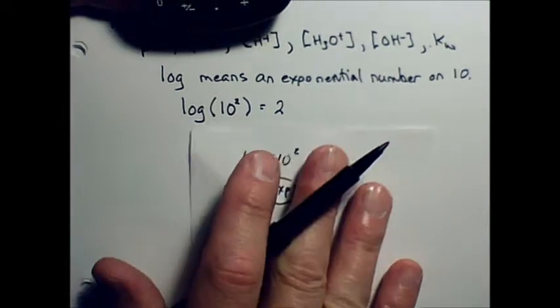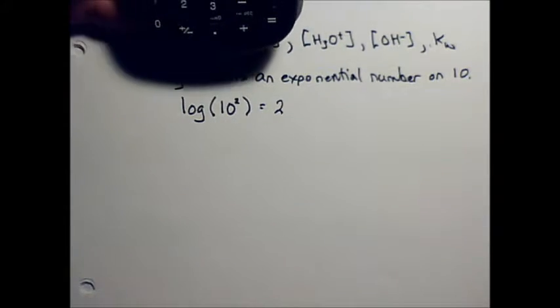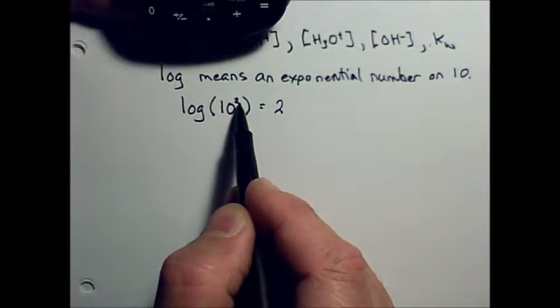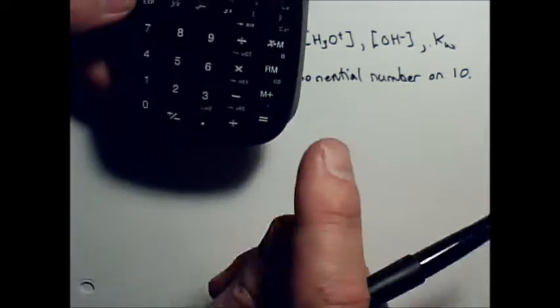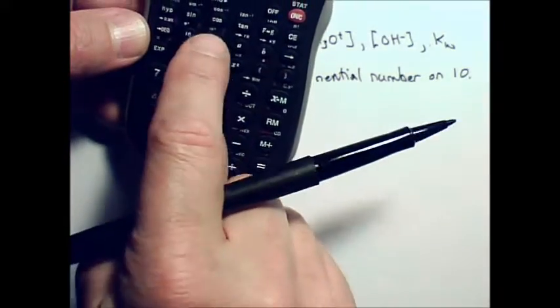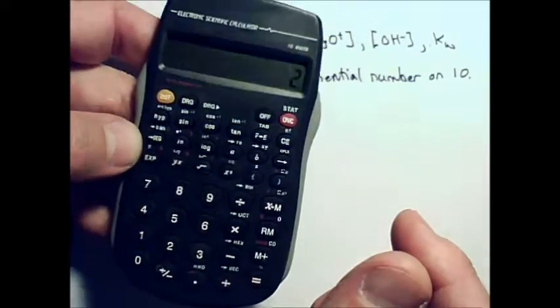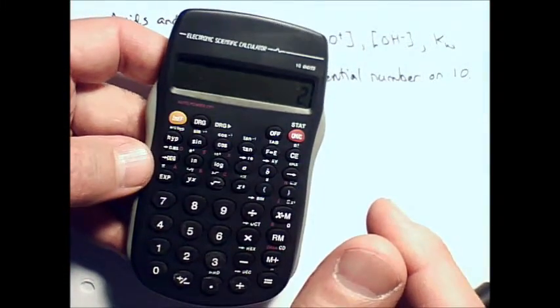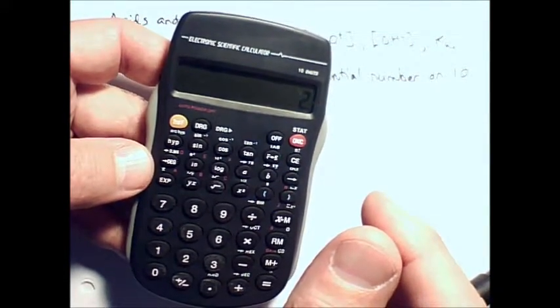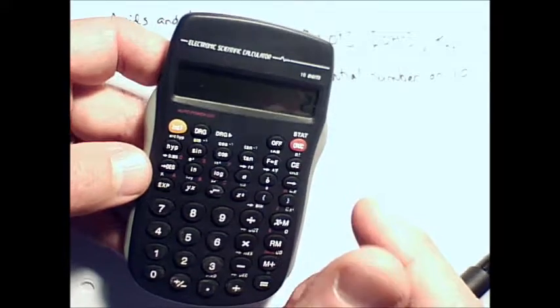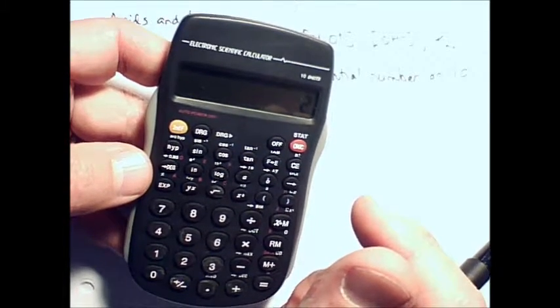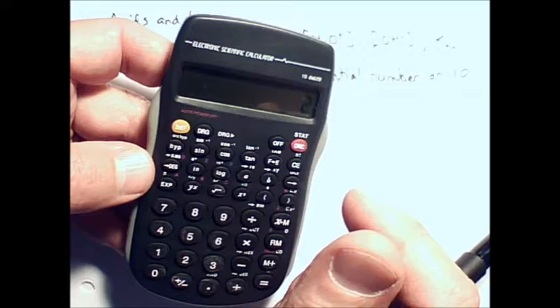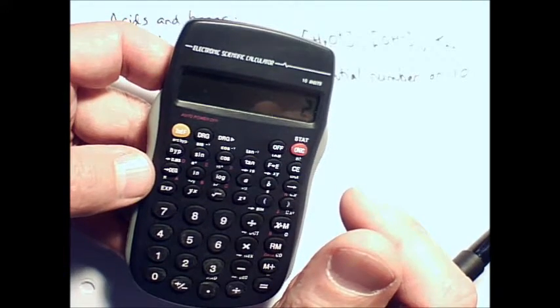All right. Let me try that. So now that you've got this 10 squared, you can hit the log button to get the answer you're looking for. You have to do the calculation for what's inside the parentheses first, then hit the log button. 2 is the answer.